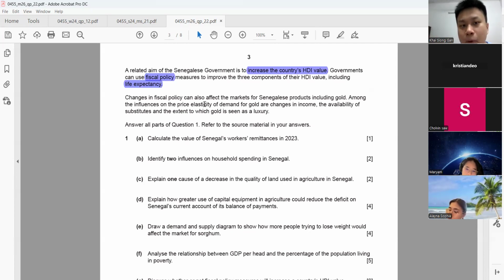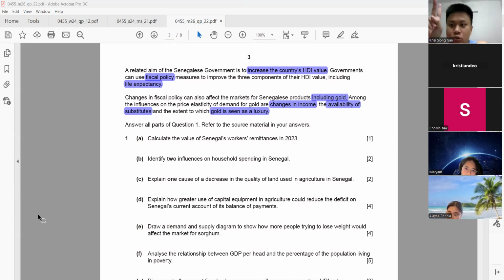Changes in the fiscal policy can also affect the markets for Senegalese products, including gold. So that means it will affect the gold market. Among the influences on the price elasticity of demand for gold are, they give you the answers, so highlight: changes in income, availability of substitutes, and the extent to which gold is seen as a luxury. I can assure you, usually the last two paragraphs in your Section A will be asked as a discussion question. Usually. So look into the passage to see if you can get any answers when you answer the questions.